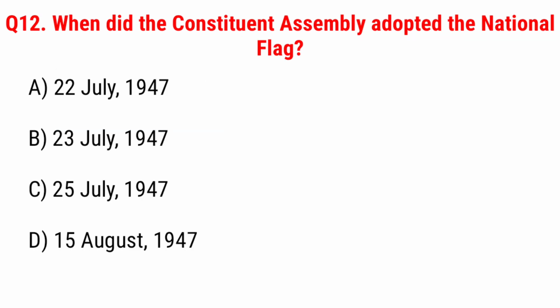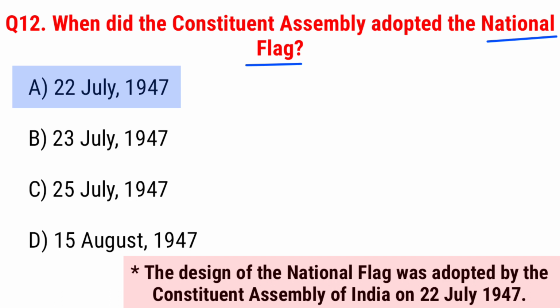Next question. When did the Constituent Assembly adopt the national flag? Option A, 22 July 1947, B. 23 July 1947, C. 25 July 1947, D. 15 August 1947. Right answer will be the option A, 22nd July 1947. The design of the national flag was adopted by the Constituent Assembly of India on 22nd July 1947.